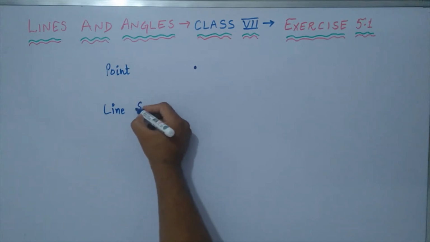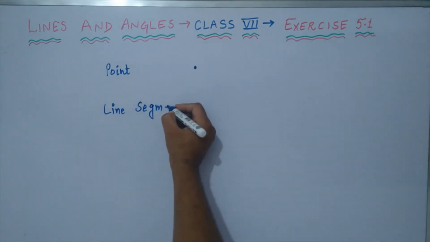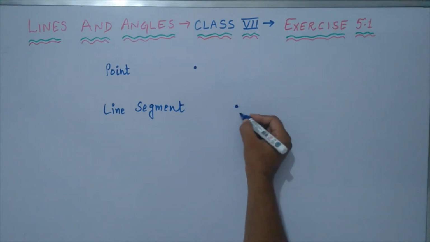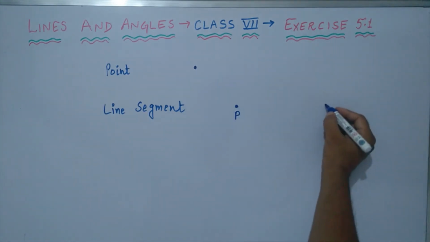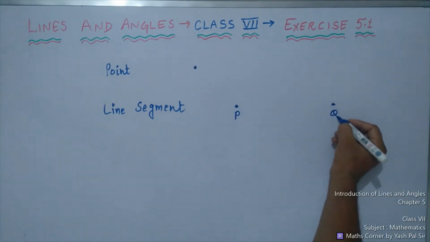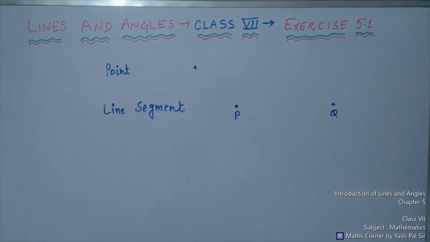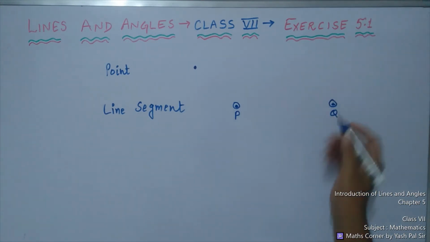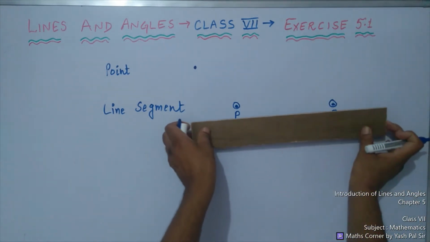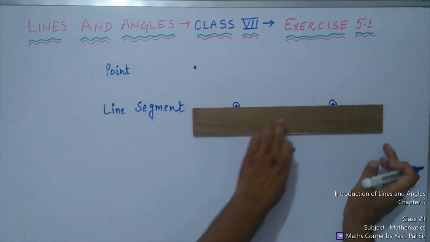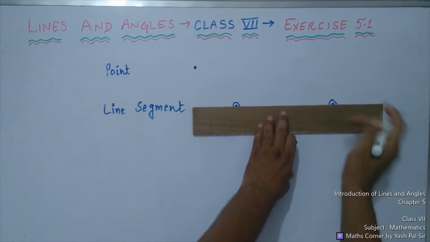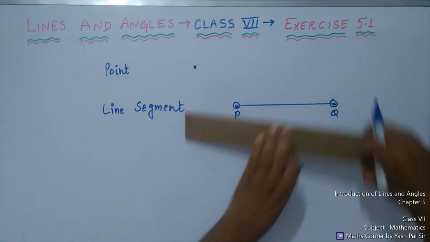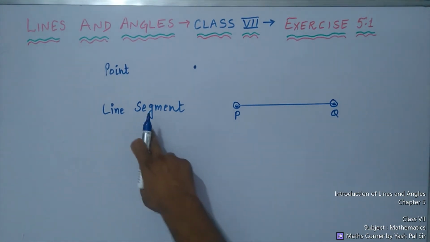What is a line segment? My dear students, suppose we have 2 points, point P and second point Q. P and Q, these are 2 points. Now, if we join these 2 points, P and Q, with the help of one scale, then this is called a line segment.